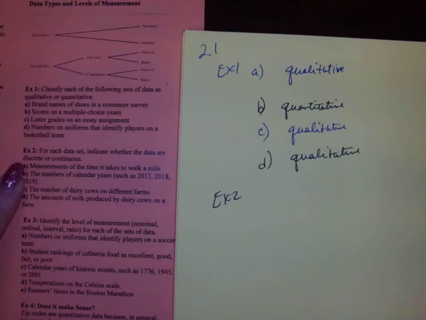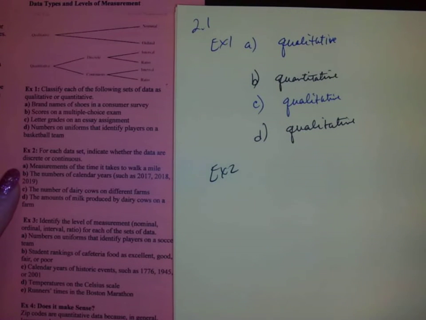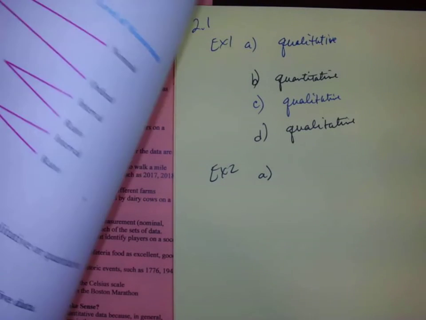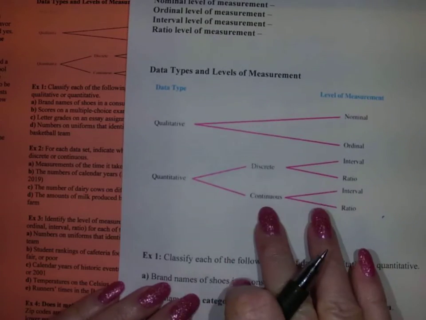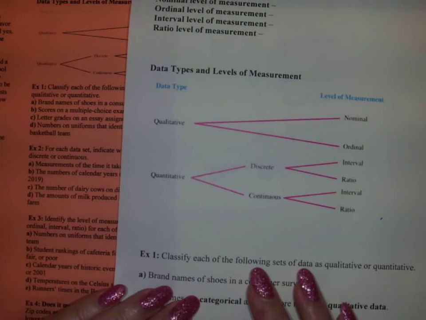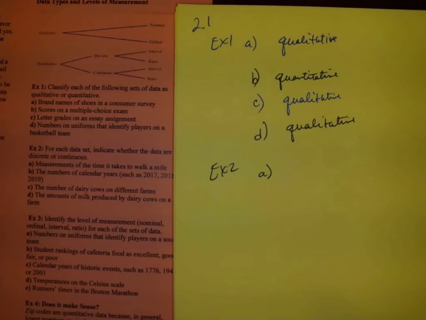So example 2, we are looking at measurements of the time it takes to walk a mile. So we're looking at time, and now discrete or continuous. That tells us that by our chart, discrete and continuous, these are all going to be quantitative, right? So if it's discrete or continuous, it has to be quantitative. It cannot be qualitative. So these are all quantities. So we have this time.